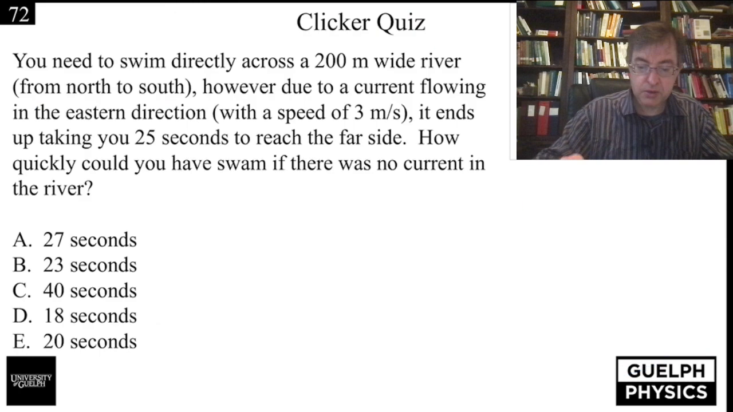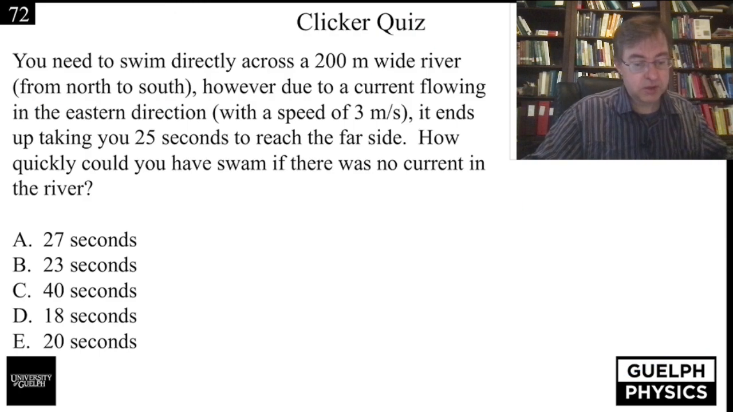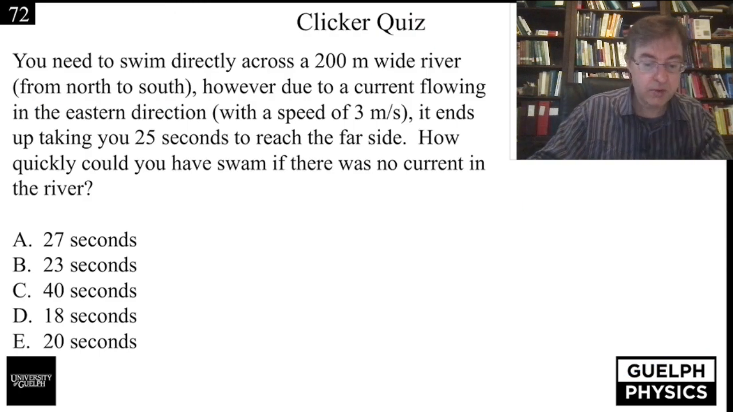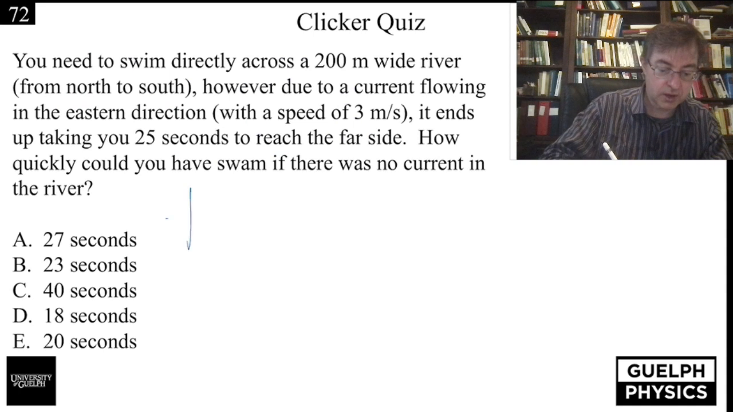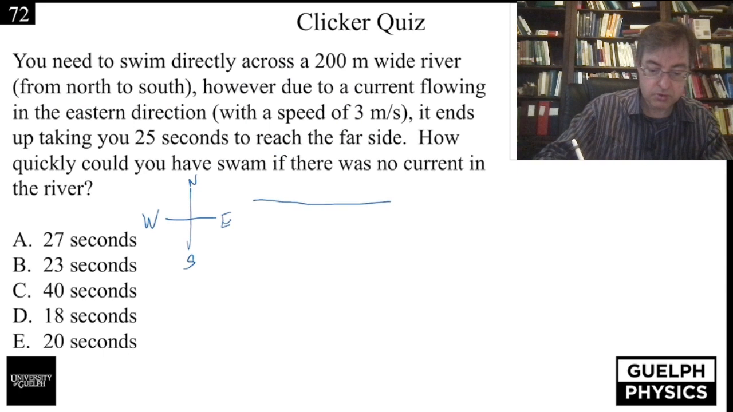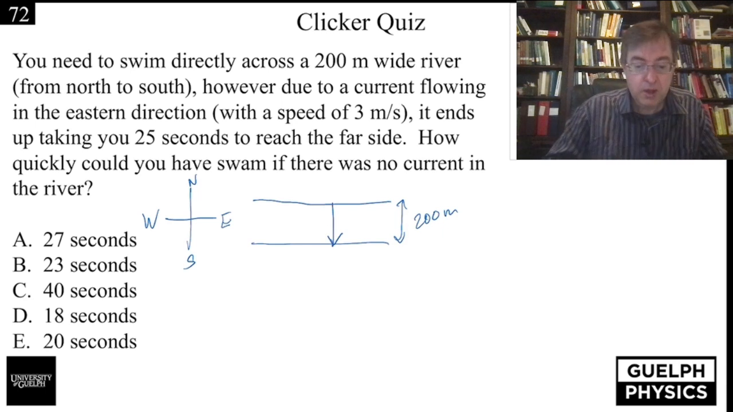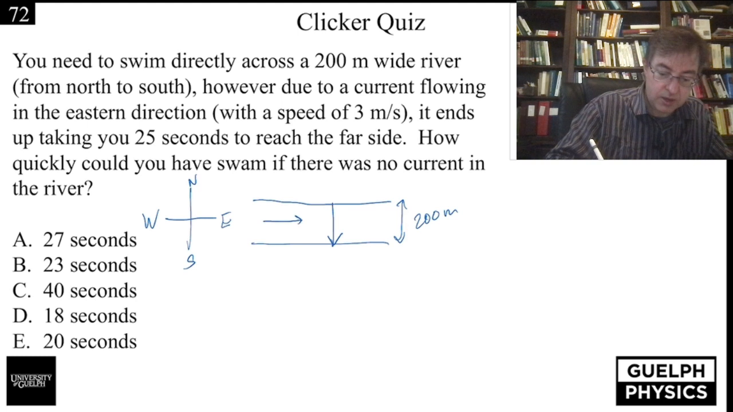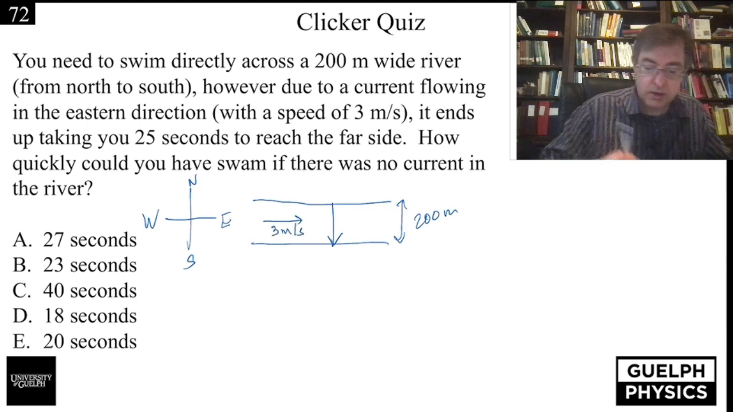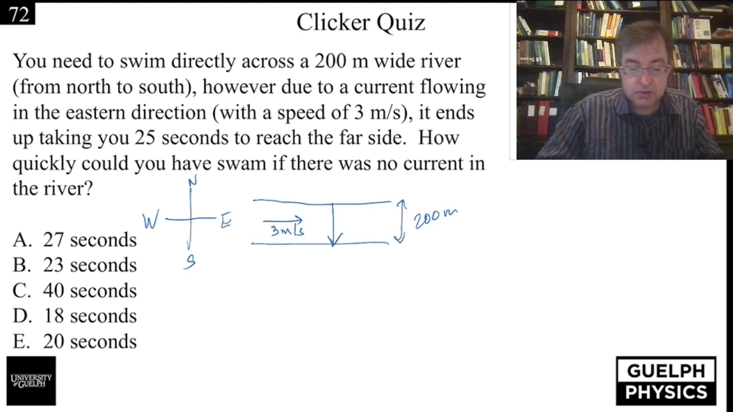Okay, so last question. You need to swim directly across a 200-meter wide river from north to south. So let's draw north, south, west, east. There's your river, 200 meters across, and you're swimming directly across from north to south. However, due to a current flowing in the eastern direction with a speed of 3 meters per second, it ends up taking you 25 seconds to reach the far side. How quickly could you have swum if there was no current in the river?